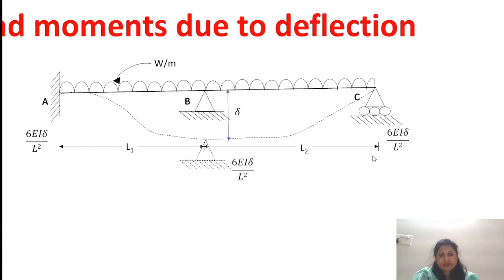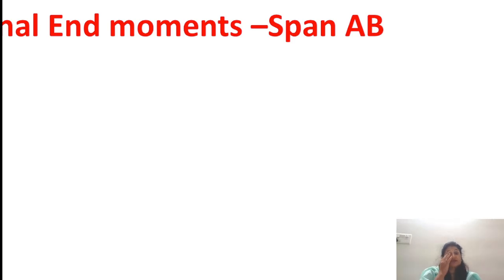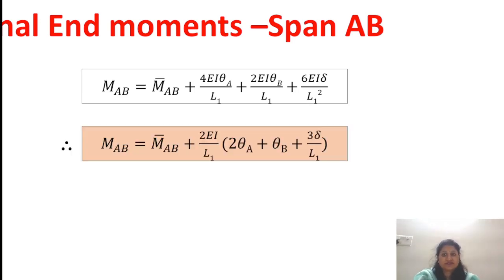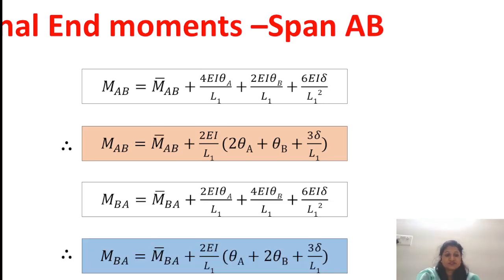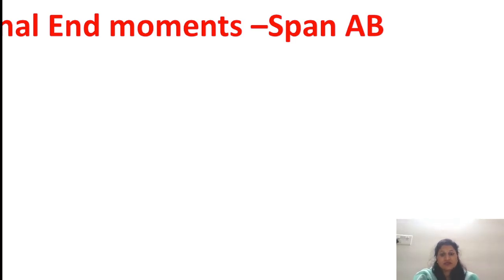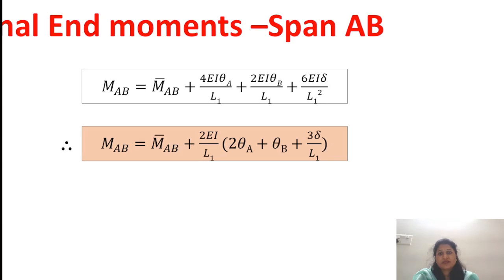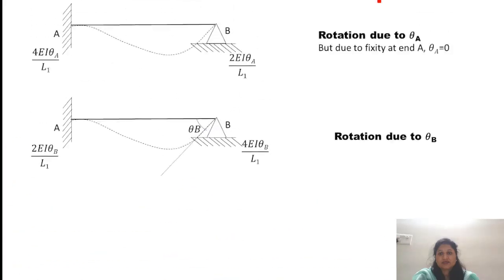All right. Now, the final moment, that is MAB, we can calculate by taking the summation of all these moments. So MAB is nothing but MAB fixed plus 4 EI theta A upon L1 plus 2 EI theta B upon L1 plus 6 EI delta upon L1 square. Now, how does this equation come? Let us see. First of all, the MAB, which is the final moment, is equal to MAB fixed plus 4 EI theta A upon L. So the first diagram you can see here.